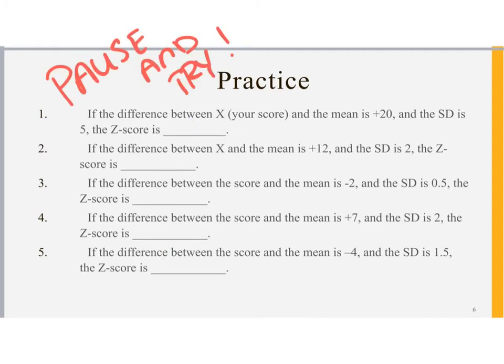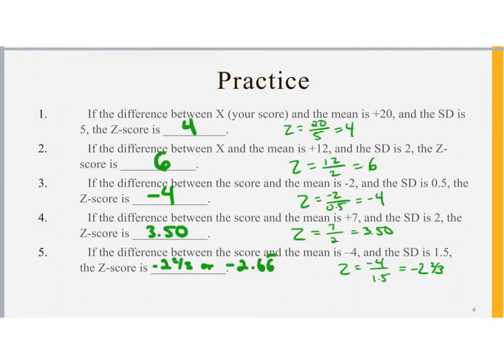Pause here and try these 5 questions, then hit play when you're ready to check your answers. In the first scenario, our deviation was 20 and our standard deviation was 5, so the z-score is 4. In the second scenario, our deviation was 12, our standard deviation was 2, so our z-score is 6.